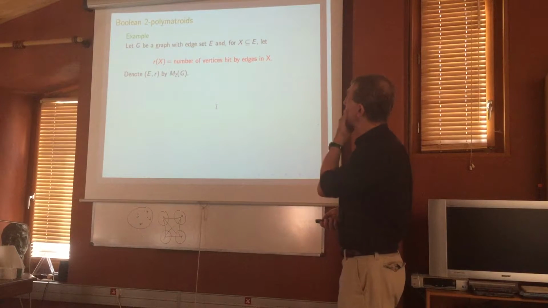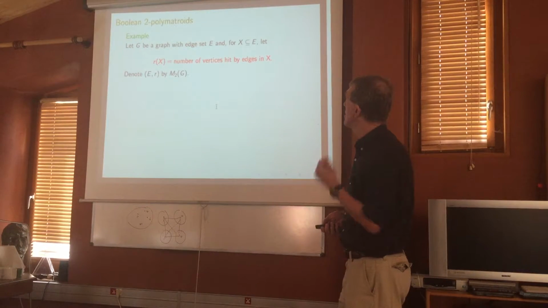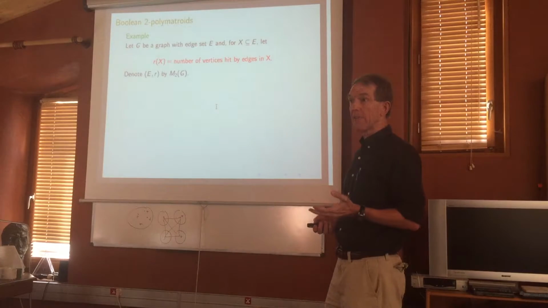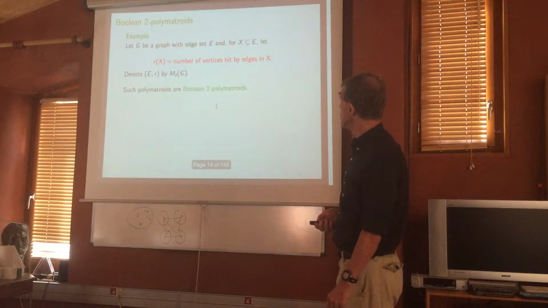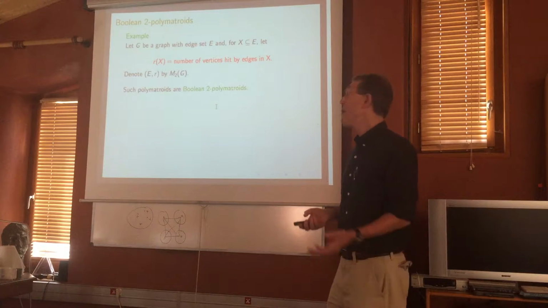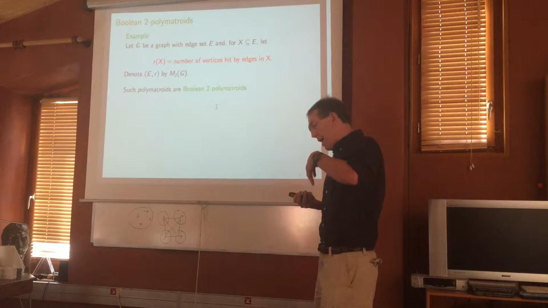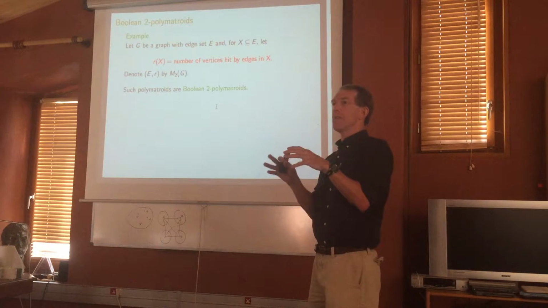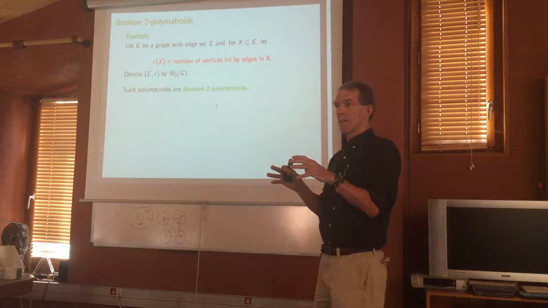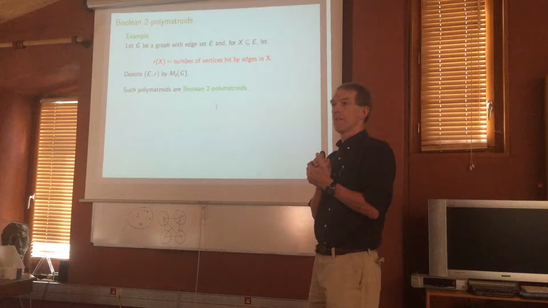All right, let's go back to this two-poly matroid that I get from a graph. These things are called Boolean two-poly matroids. Now, why might you care about something like that? Okay, if I give you the matroid of a graph, can you tell me the graph?